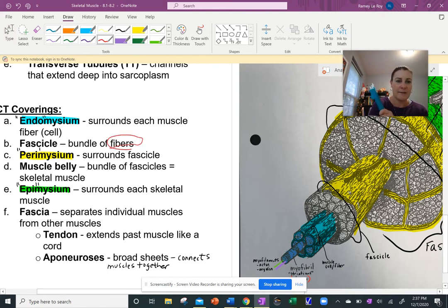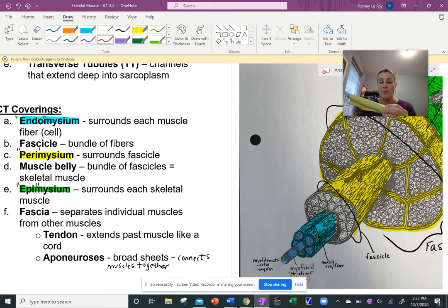I've just created a fascicle. So this is one fascicle. The connective tissue covering that holds all of these together is the perimysium. Yellow, perimysium. Peri means around. So this is one fasciculus, a fascicle, but you would think about making lots of these.